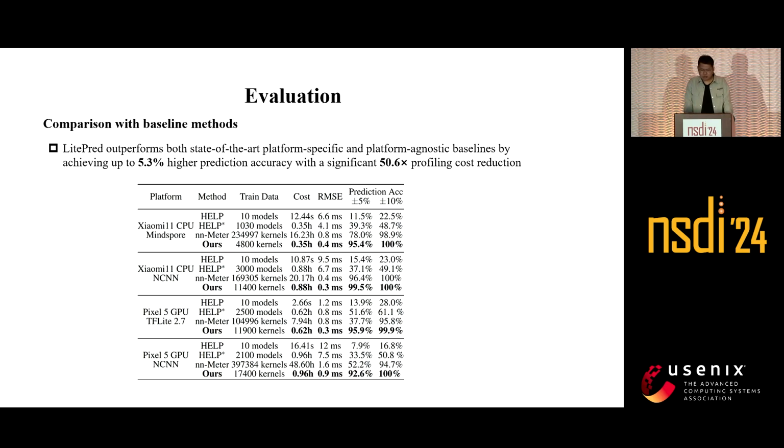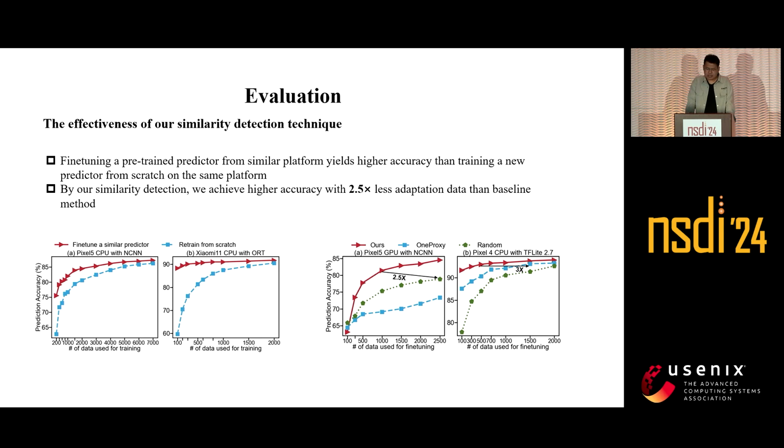We evaluated the effectiveness of our similarity detection techniques. Fine-tuning from a similar device achieves higher prediction accuracy with less training data. Our method can effectively identify the most similar predictors for the target platform. Thus, when achieving the same accuracy, our detected predictor requires 2.5 times less adaptation data.